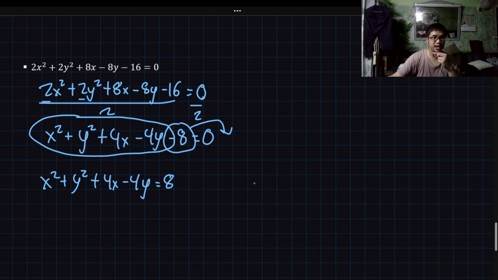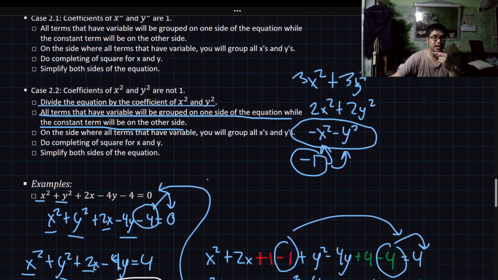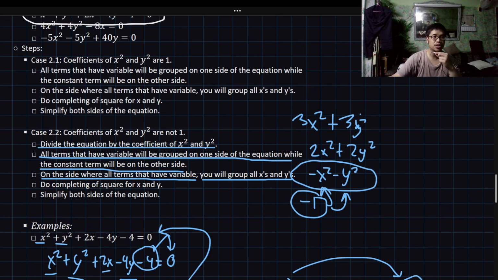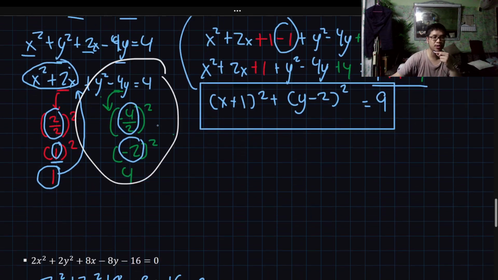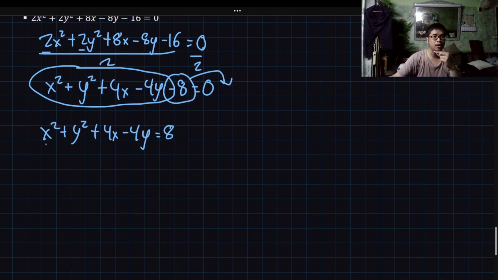Okay, then the next step is, on the side where all terms are variables, you will group all x's and y's, just like what we did in 2.1. So let's group first the x's: x squared plus 4x, then the y's: plus y squared minus 4y is equal to 8.